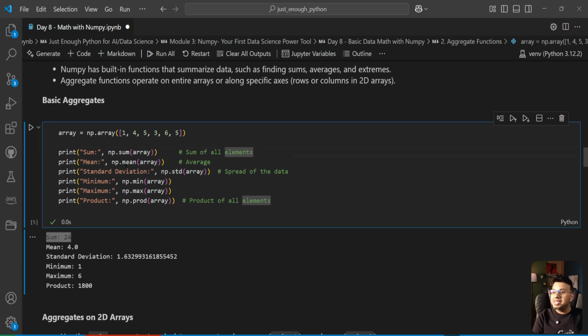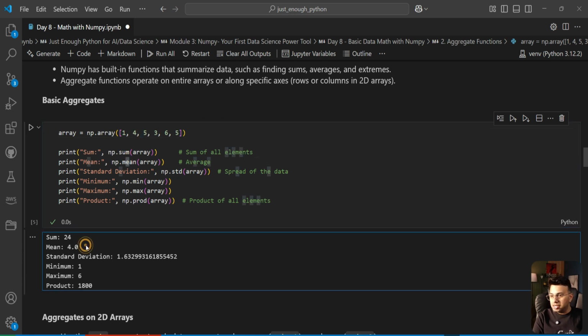Next, we are finding the mean of this array. So mean of all the elements of this array. And mean is nothing but average. So we'll first add these together and then we'll divide by the number of elements. We already know the sum is 24, and the number of elements is 1, 2, 3, 4, 5, 6. So 6. So 24 by 6 is 4. The mean is 4, and that's what we are receiving here.